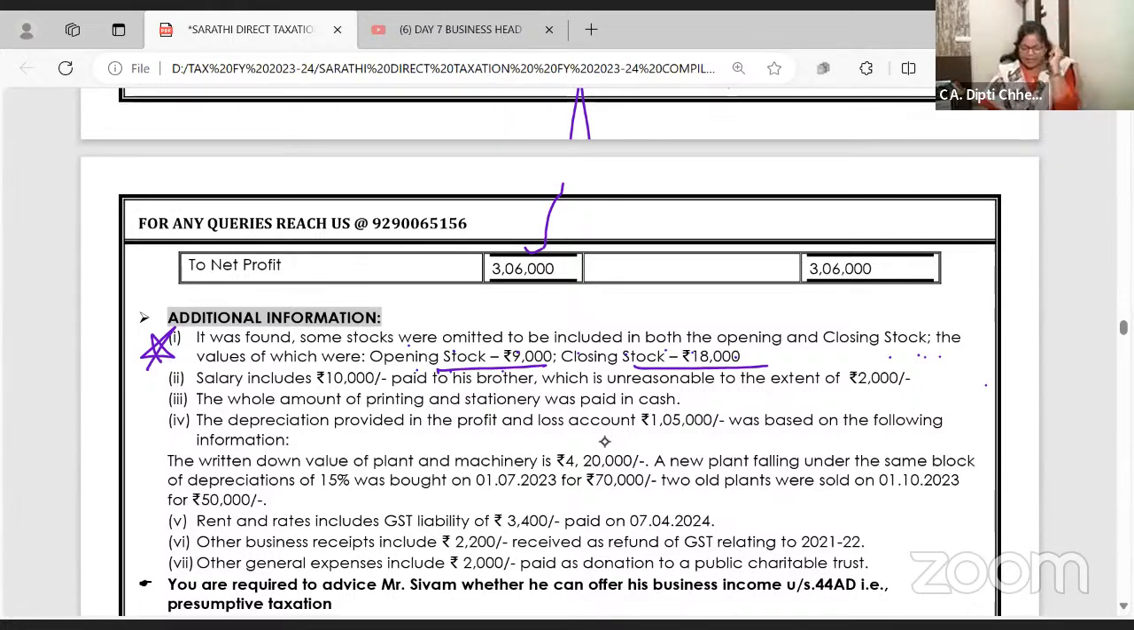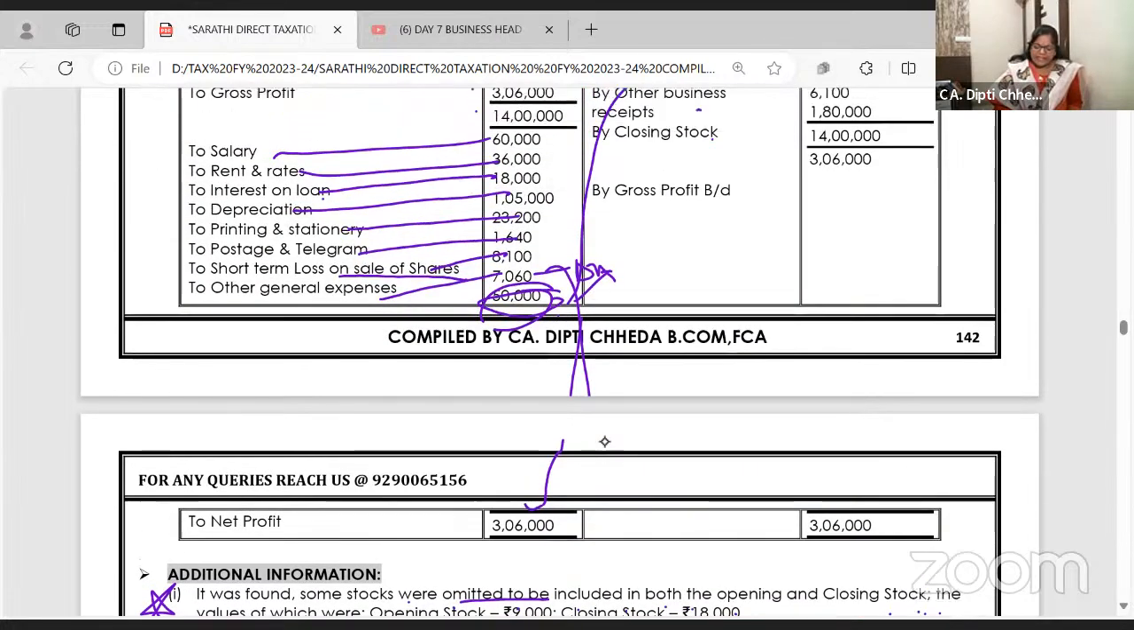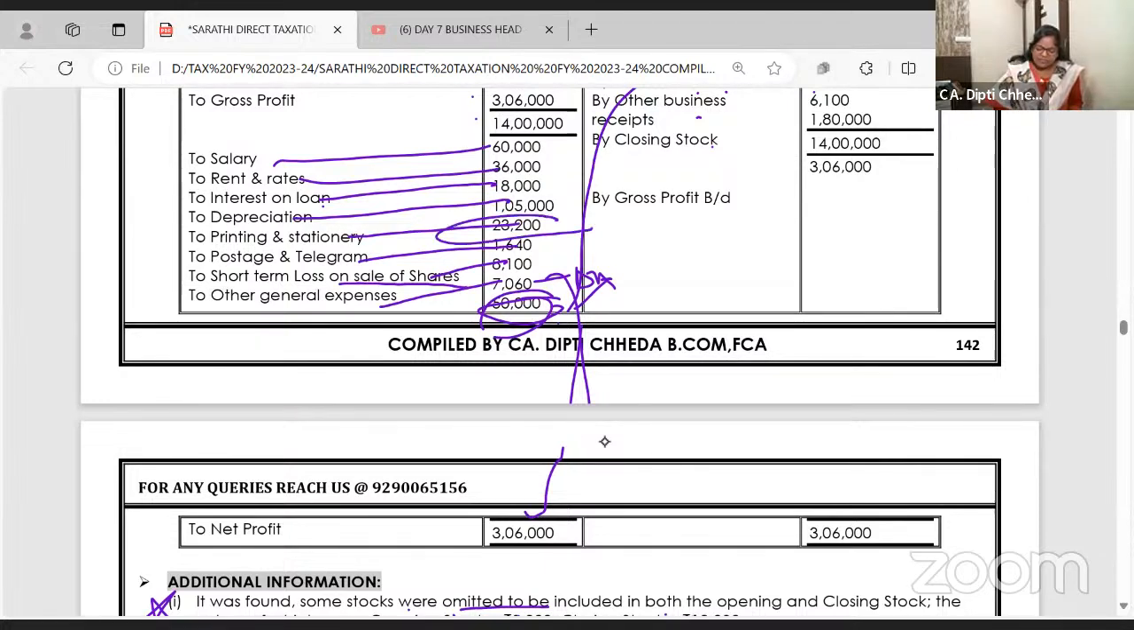Now if you add 9,000 in opening stock which was omitted, opening stock will increase. So the GP will decrease. The net profit will decrease. I'm just reading out. Salary paid 10,000 to brother, which is unreasonable to the extent of 2,000. So add back unreasonable salary. Whole amount of printing and stationery was paid in cash. How much is printing and stationery? 23,200. Now this is paid in cash.